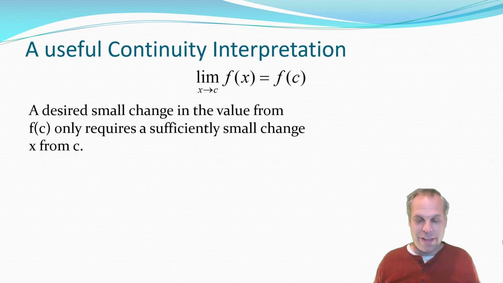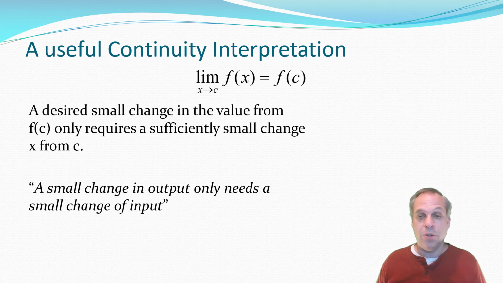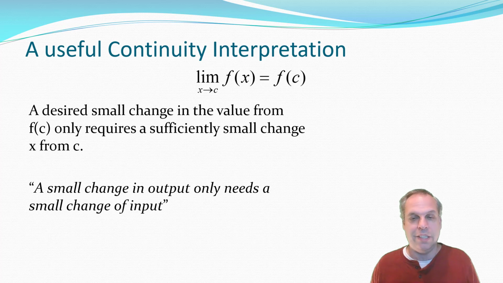If you want to say it fast, it's not really quite right, but it gets the idea across. A small change in output only ever requires a small change in input if the function is continuous at that c. Now, you've used this constantly. Anytime you ever said this is about that, it's actually using continuity.